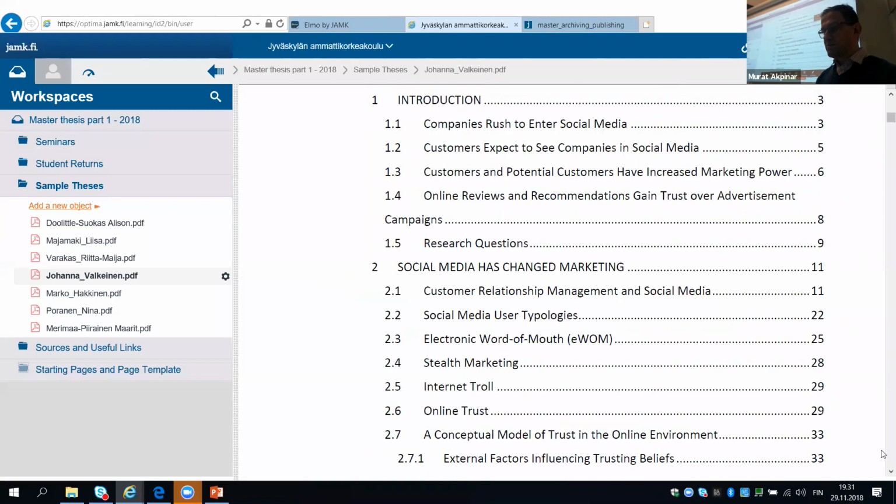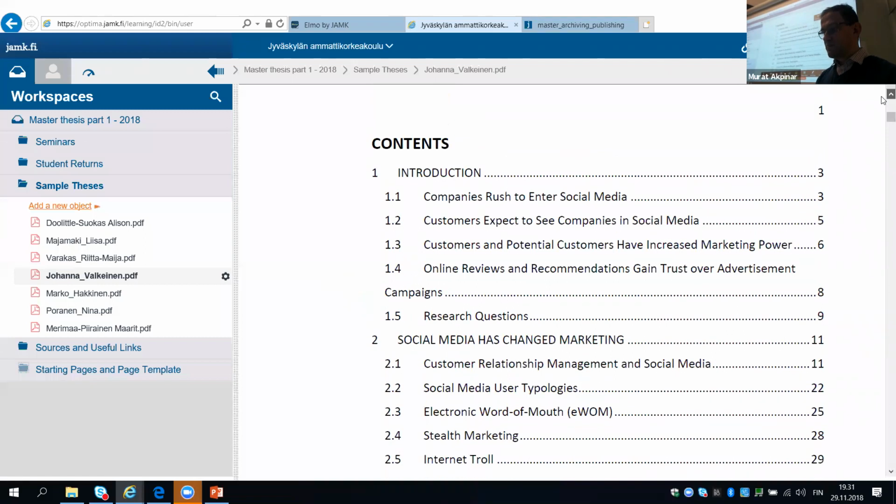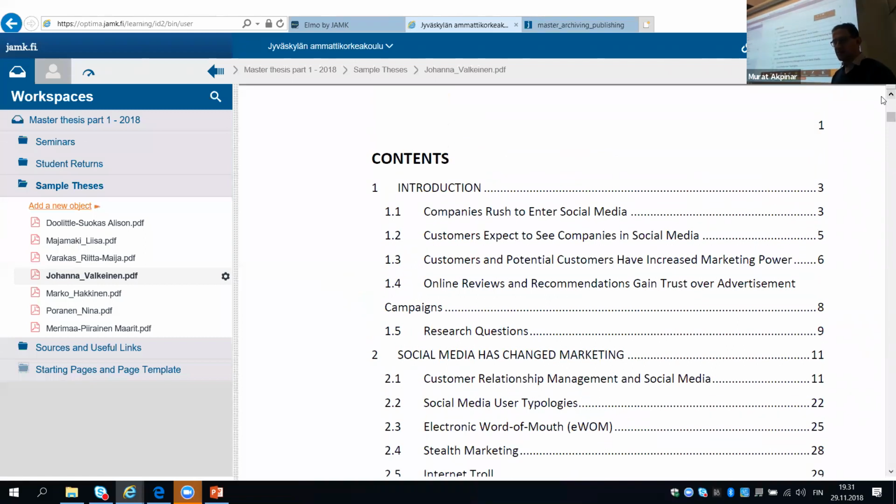Now looking at the introduction chapter, the outline, we see another 8-page long introduction chapter, fine. But we see that the subtitles, the sub-chapters are named not according to the book, right? So companies rush to enter social media. Customers expect to see companies in social media. Customers and potential customers have increased marketing power. Online reviews and recommendations gain trust over advertisement campaigns.